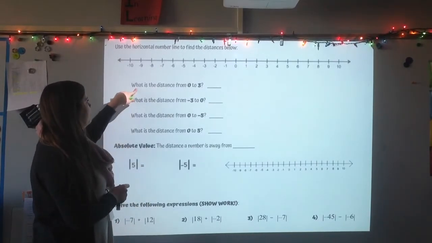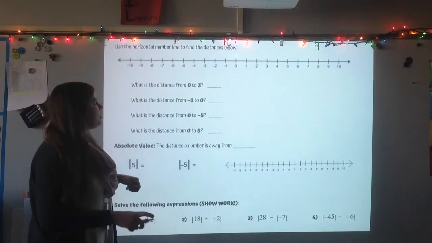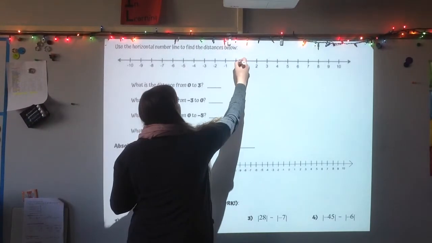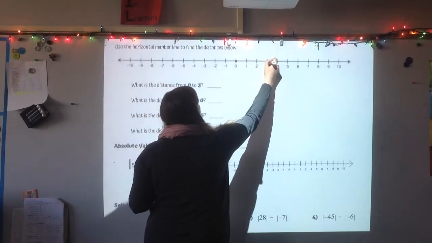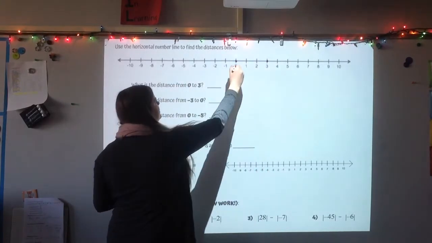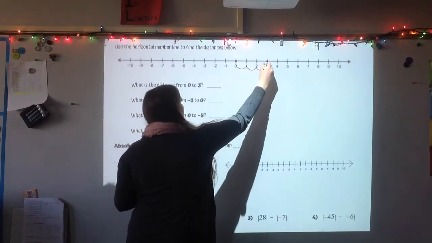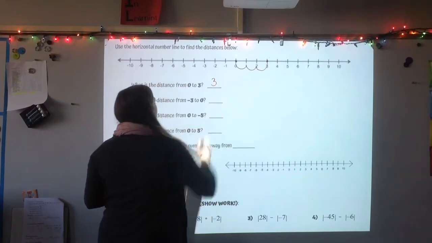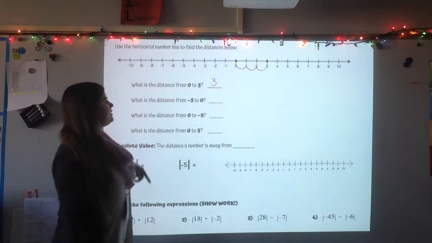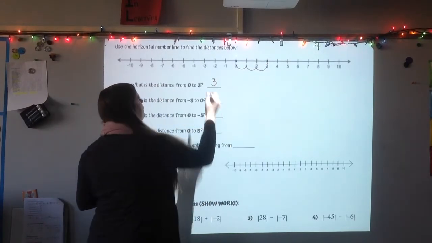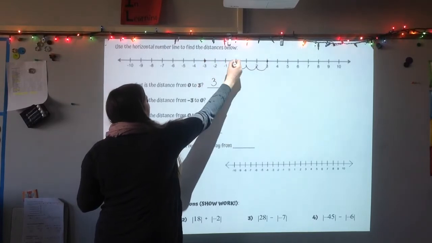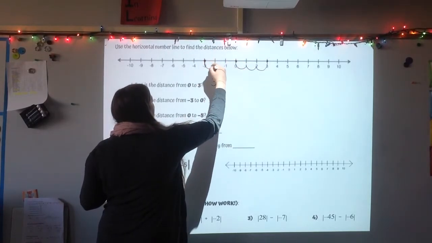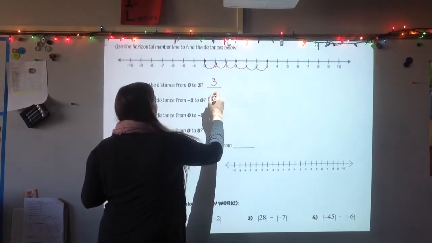Okay, so the first part says use a horizontal number line to find the distance below. So we're going to start with what is the distance from 0 to 3. If I'm going from 0 to 3 on a number line, the distance would be 1, 2, 3. Okay, what is the distance between -3 to 0? If I'm going from -3 to 0, it would be 1, 2, 3.